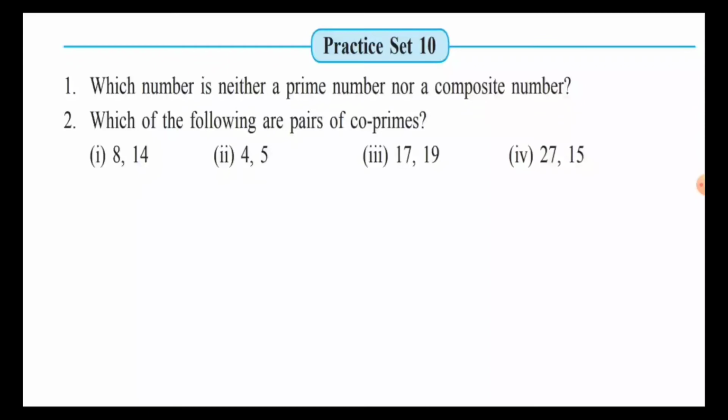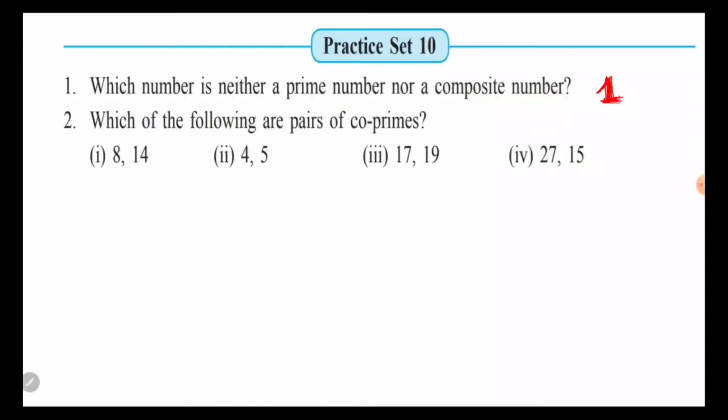1 is neither a prime number nor a composite number, so you will all be writing 1 here. Okay, 1 is your answer. Okay, next. Which of the following are pairs of co-prime?